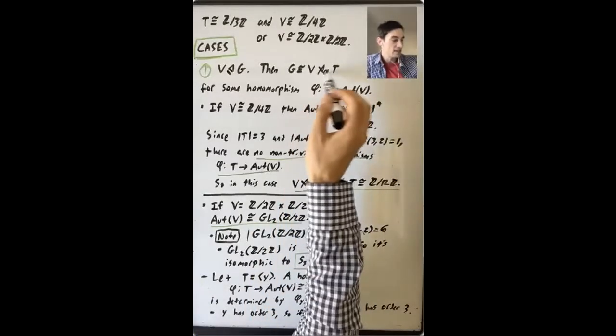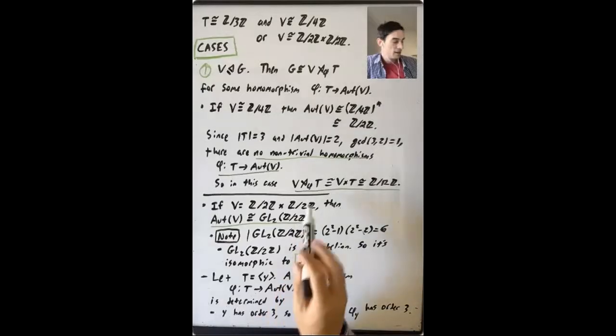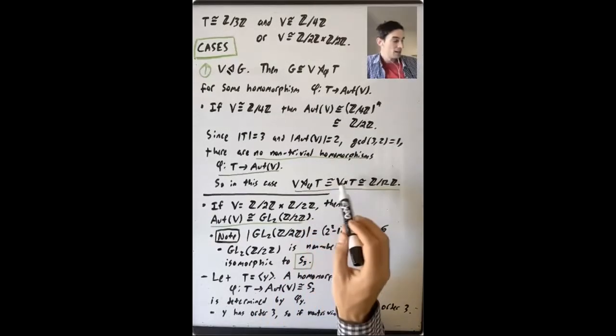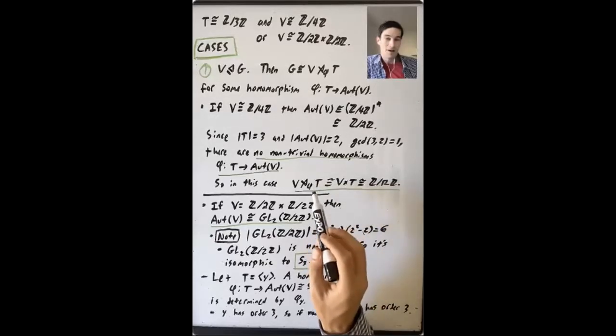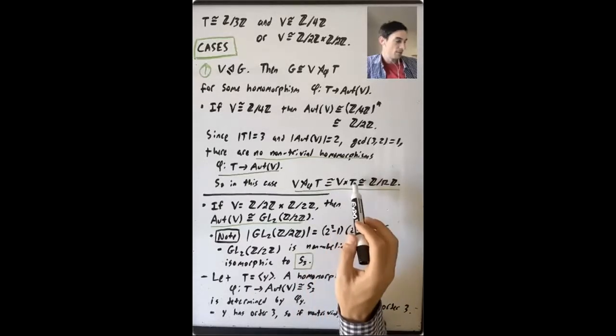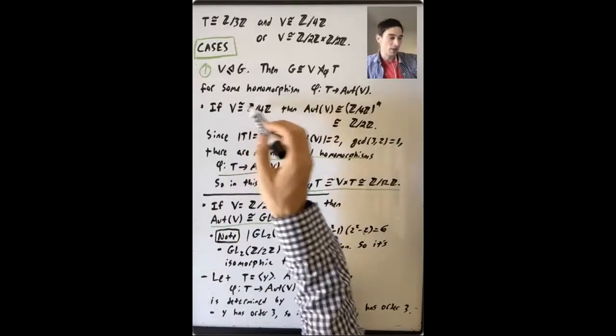In this case, where V is Z mod 4Z, V semidirect product T with respect to phi is isomorphic to the direct product of V and T, because there's no choice for phi except the trivial homomorphism. Z mod 4Z cross Z mod 3Z is isomorphic to Z mod 12Z. And that's it. So now let's consider the other possibility for V, right?